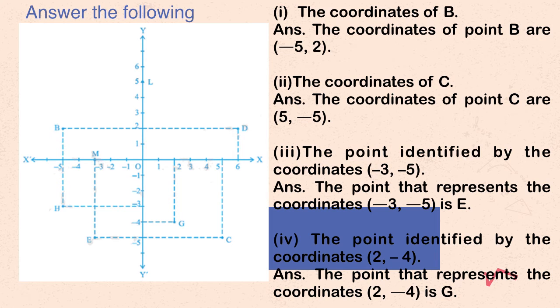And this is my point. Everybody can see where my E is. I've dropped a line from -3. I've dropped a line from -5 and the point where both the lines meet is my point E.